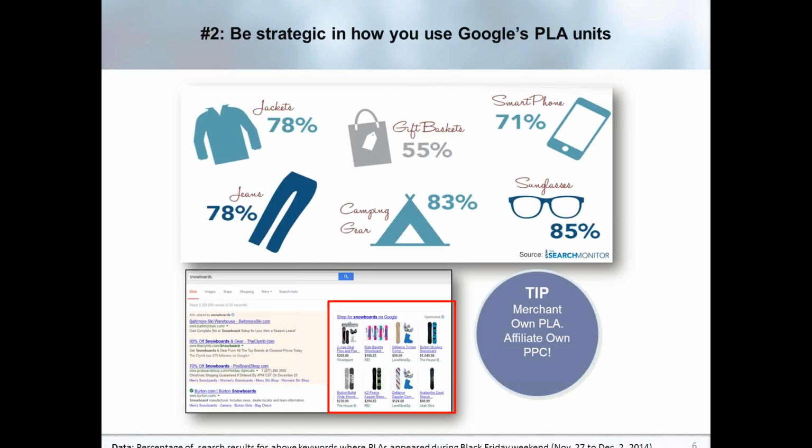You can do one or two, both of those things. Either try to work with your affiliates and affiliates with the merchant to share the paid search ads, or sort of split it up and have the merchant take the PLA side and the affiliate maybe take the paid search side on a keyword-specific basis. Make sure it's the right keywords that make sense to do that.